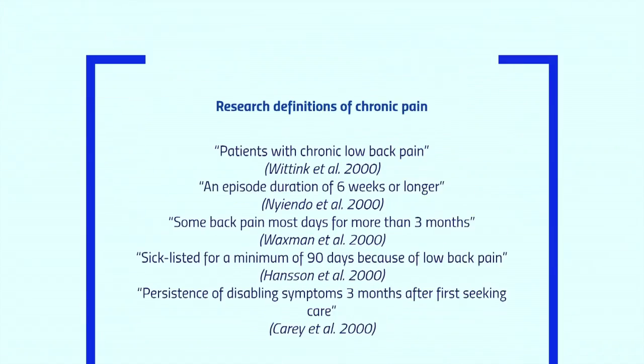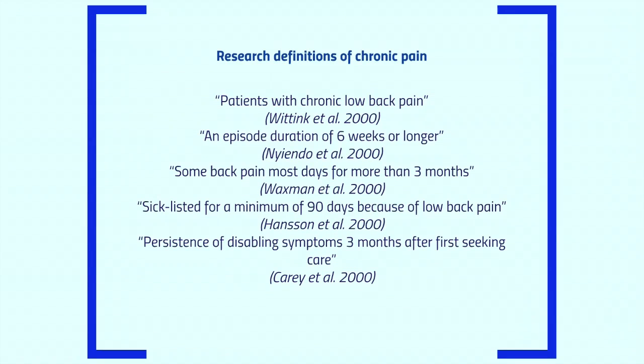I then looked at what other research studies had defined as chronic back pain. And actually, the definitions weren't so standard. People used different definitions. Some of them just asked the clinician to decide whether somebody had chronic pain without giving a definition. Other studies gave a time period for which people had to have their pain to be defined as chronic. And other people gave a more specific definition, so that maybe people had to be off work for more than 3 months to have chronic pain, or some people had to have disabling symptoms for 3 months.